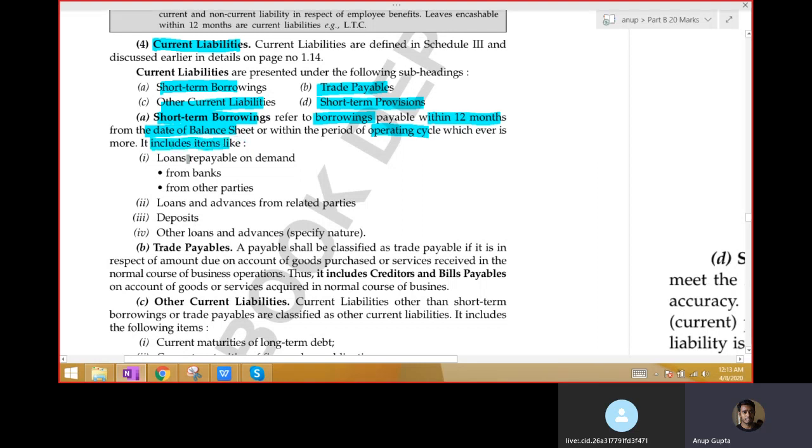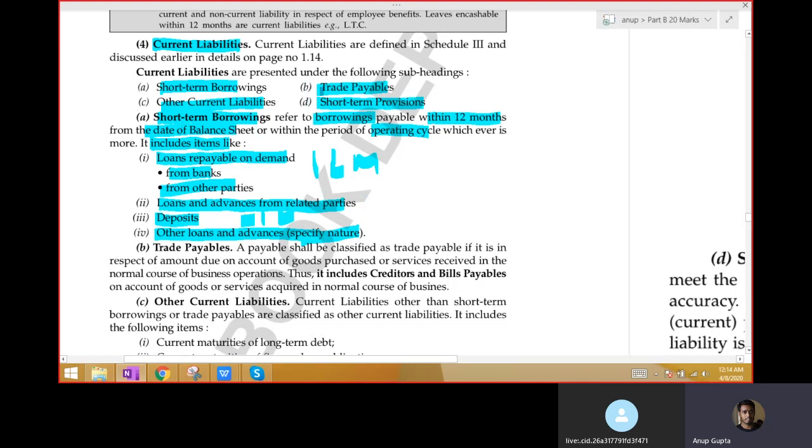It would include items like loan repayable on demand, that is from a bank or third party, that we have to pay within 12 months. Loans and advances from related parties, and deposits that we have to pay within 12 months. Other loans and advances of a specific nature, for example, advances I've taken for purchase or production which need to be fulfilled within 12 months. All those things are included in short-term borrowings.